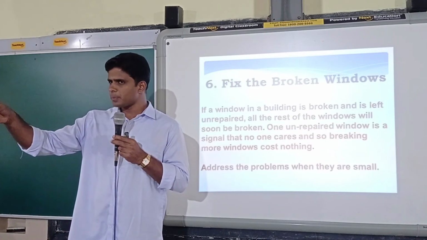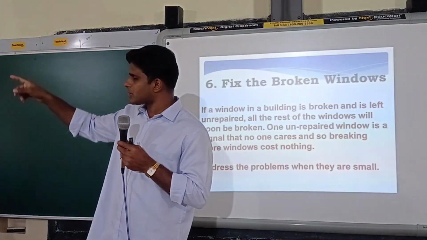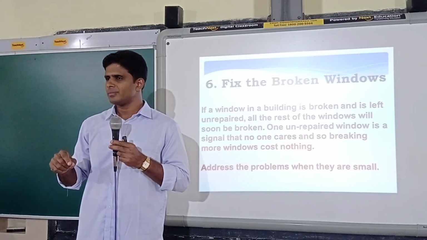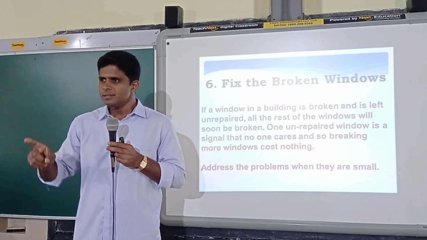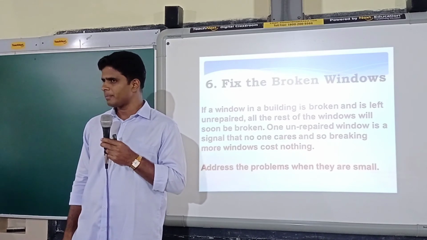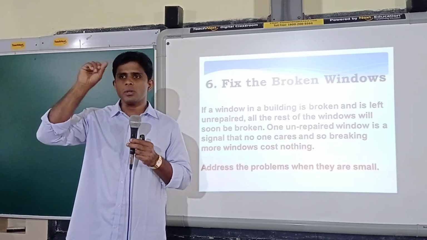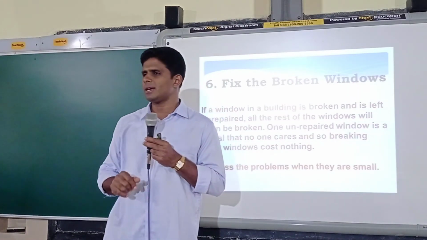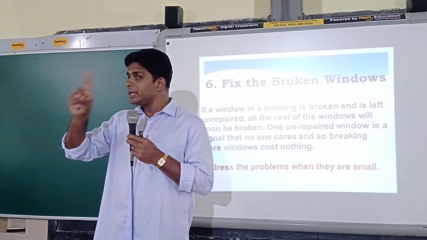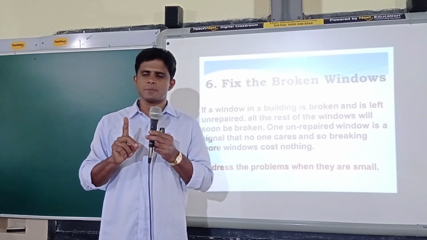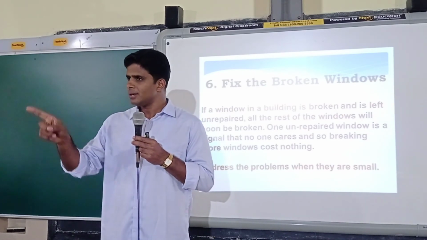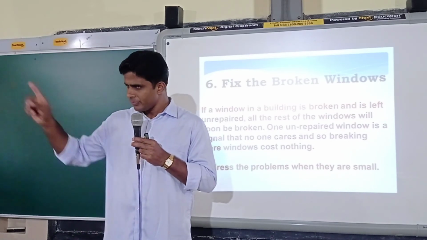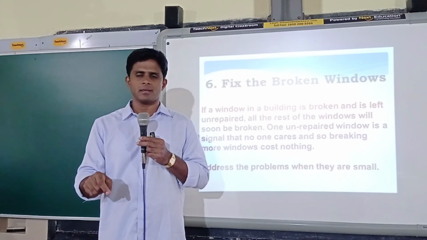That nobody is staying here. Today one window is broken. Strangers will observe, okay, nobody is here. Next day, they will break one more window. And if it is not repaired, the next day one more window will be broken. And if it is still not repaired, all the windows of that building will be broken, because they know that nobody is staying there. On the other hand, when the first window is broken, if we repair it, the other windows will not be broken, because they know that people are living here.